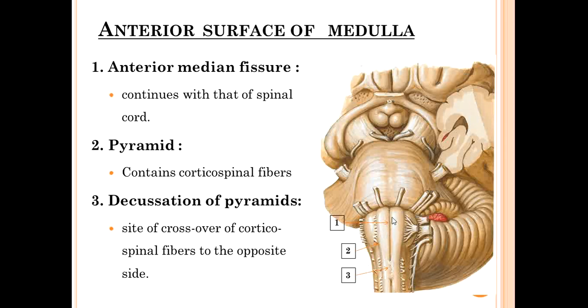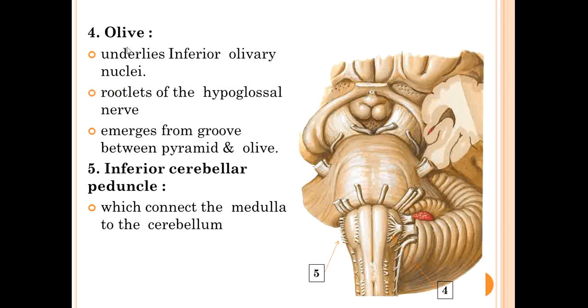Laterally on these sides two expansions are there. These are known as pyramids, which contain corticospinal fibers, and third, that is the decussation of pyramids, the site of crossover of corticospinal fibers to the opposite side. Okay, then one more bulge is there, more lateral to the pyramid. This is the olive, and it underlies the inferior olivary nucleus. Between the olive and the pyramid you can see the rootlets of the hypoglossal nerve emerging from this groove. These are the rootlets of the hypoglossal nerve, that is the 12th cranial nerve.